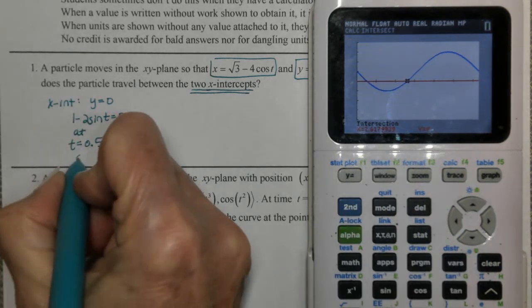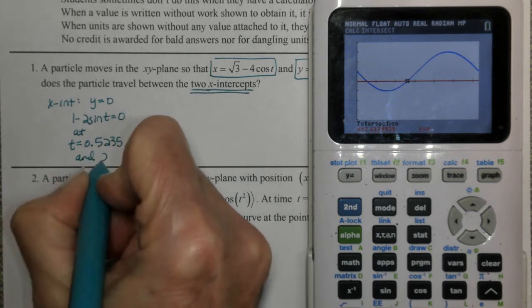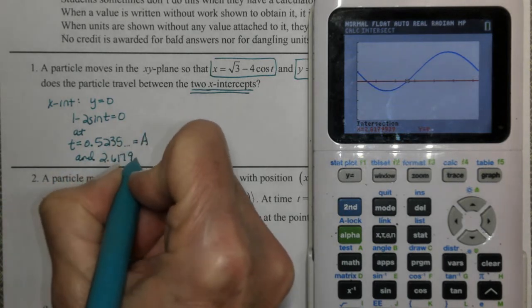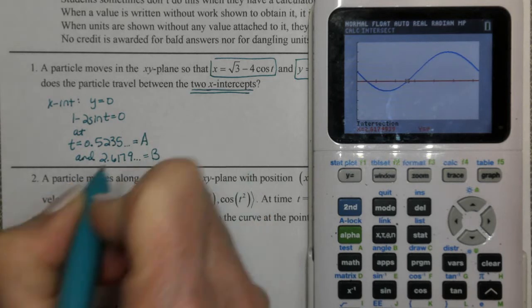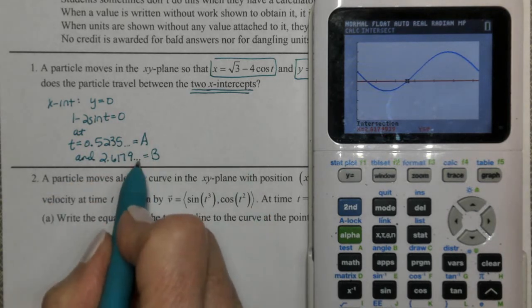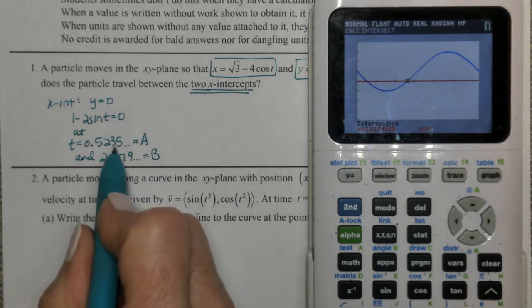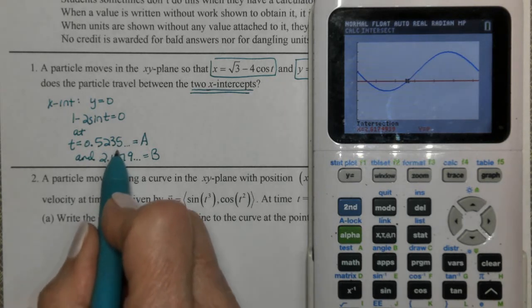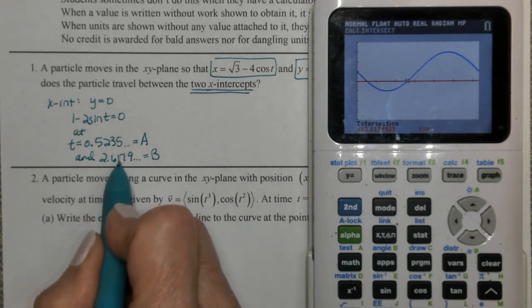And t is 2.6179 dot dot dot, and that is going to go in for B. You do not have to write the dot dot dots. You have to write at least 3 decimal places correct. At least 3 places after the decimal correct.